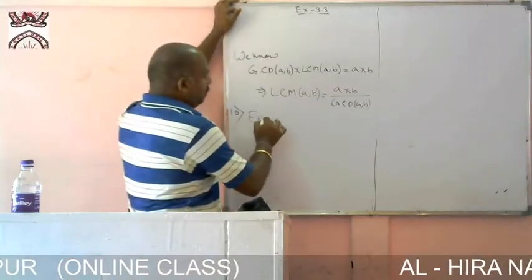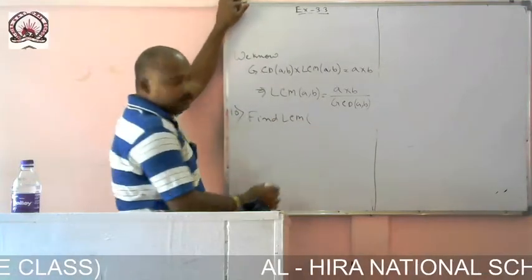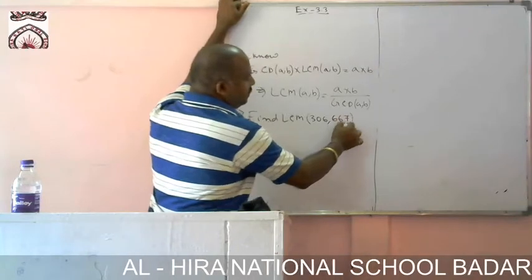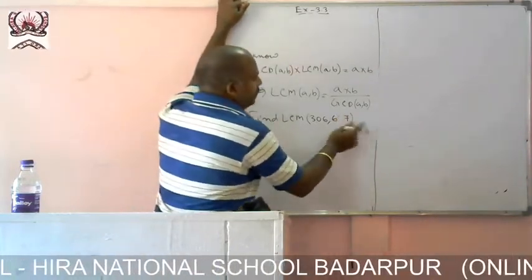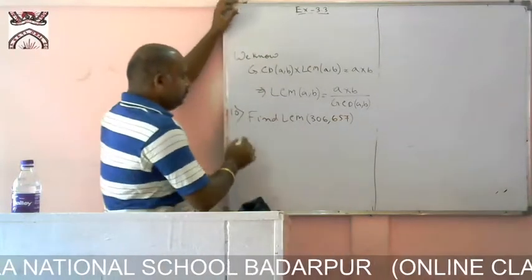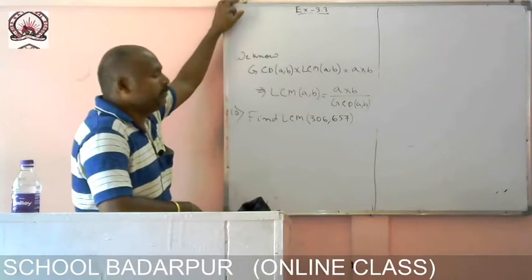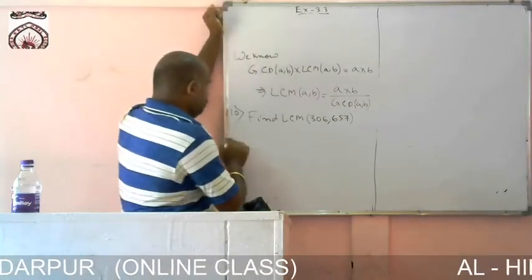Now according to question number 10, what have they given you? Find the LCM of the numbers 306 and 657. Okay. Now we have to find the LCM of 306 and 657. Okay. Now the solution.